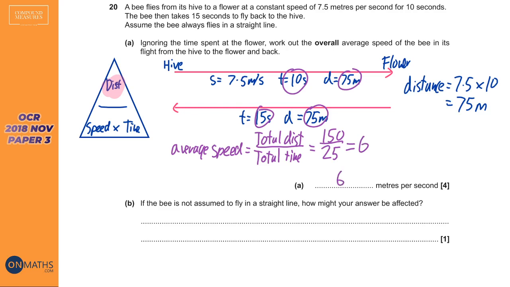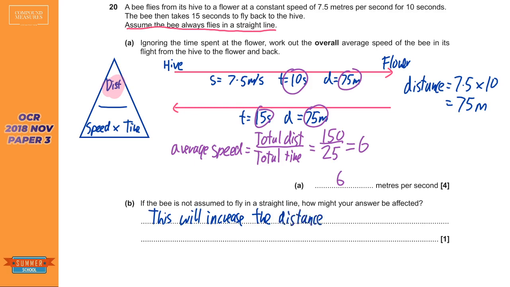Now, it says in question B, if the bee is not assumed to fly in a straight line. We've had the bee fly in a straight line there because it says assume the bee always flies in a straight line. But if the bee going from the hive to the flower or the return journey did more like this, like that, what's that going to do to the distance? Well, it's definitely going to increase the distance. So in our answer, we definitely want to say this will increase the distance. We definitely want to mention that.